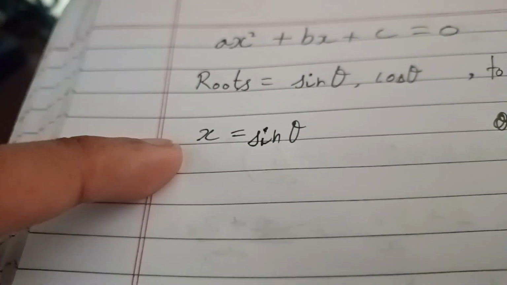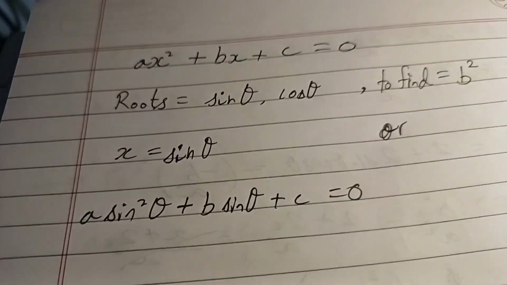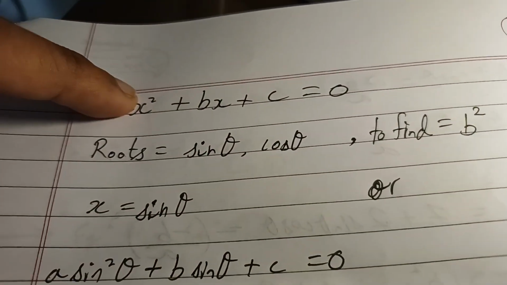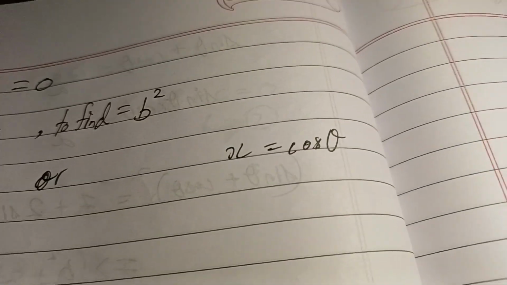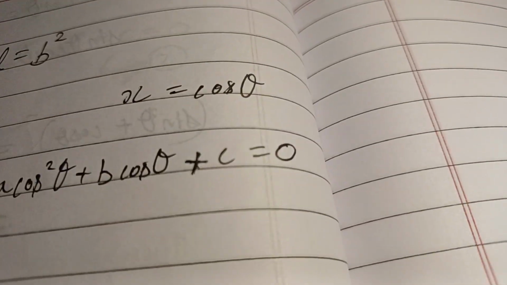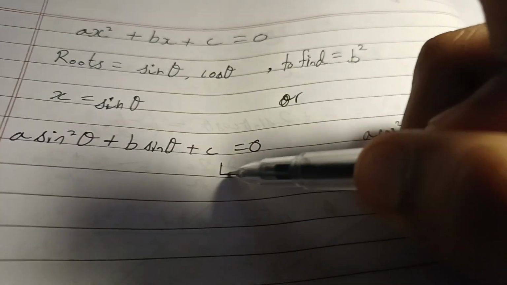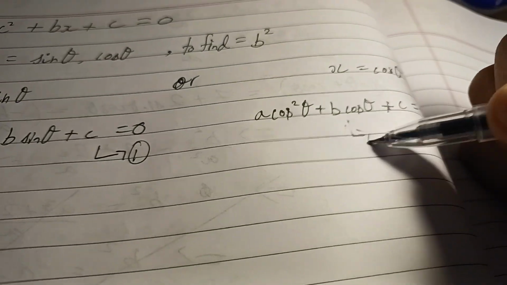Now if x is equal to sine theta, a sine square theta plus b sine theta plus c is equal to 0. So what we're doing is we're basically just substituting x here with sine theta. And if x is equal to cos theta, then obviously a cos square theta plus b cos theta plus c is equal to 0. So we can call this equation 1 and we can call this equation 2.